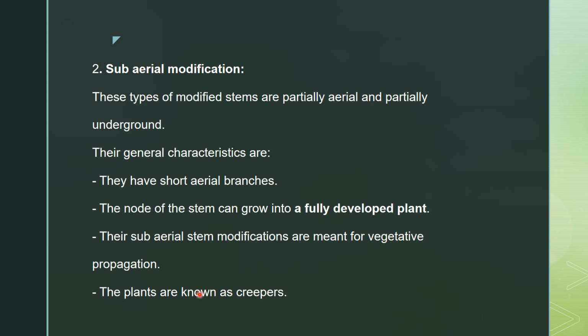The plants in this situation are known as creepers. So this type of stem of creepers lies flat on the ground, and it can develop roots at the nodes of the stem to give a new plant. So it's known as creepers.